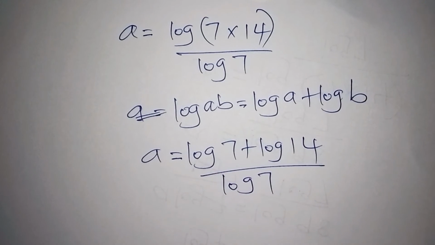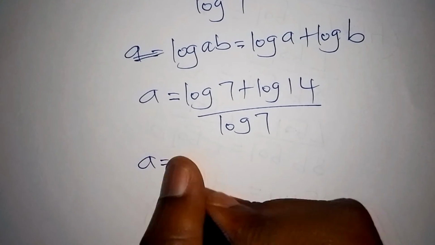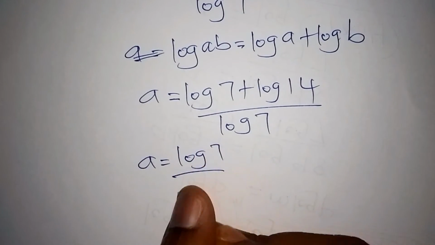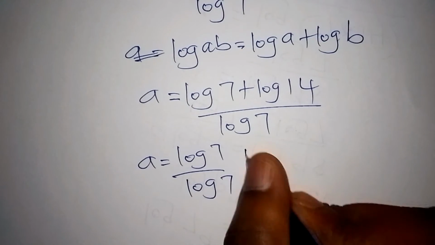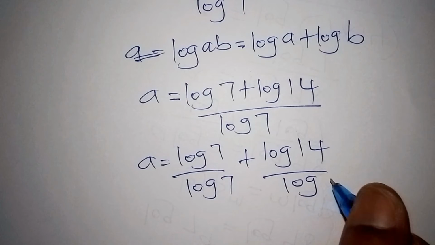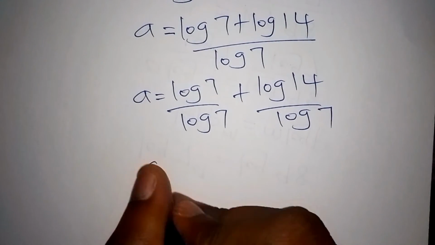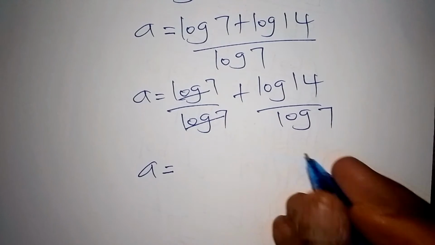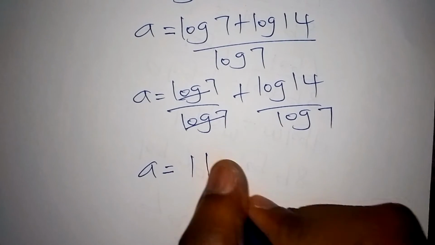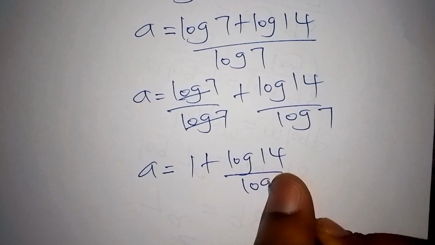From here now, we shall divide both sides by the log of 7. So the value for a is equal to the log of 7 all over the log of 7, plus the log of 14 all over the log of 7. Let's now simplify it. Log 7 and log 7 shall cancel. So now we shall have 1 plus the log of 14 all over the log of 7.